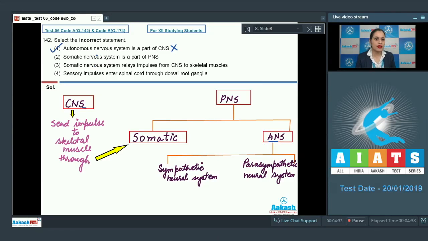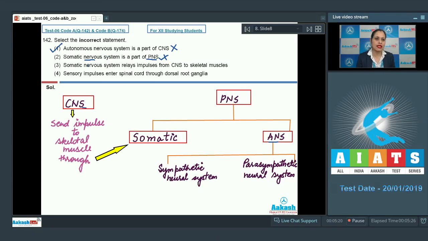The next statement is somatic nervous system is a part of PNS, and as this is a correct statement, so this cannot be a correct answer to our question because as you can see here, this peripheral nervous system is categorized into somatic neural system and autonomous neural system. This autonomous neural system is again categorized into sympathetic neural system and parasympathetic neural system. This central nervous system sends impulse to skeletal muscles through somatic neural system, that is through peripheral nervous system. So let's discuss other options also.